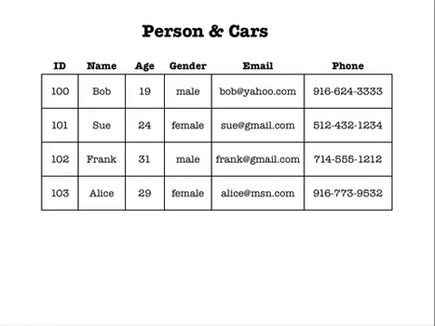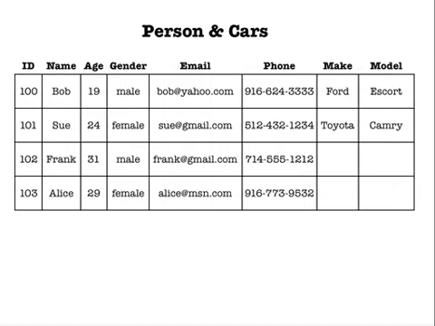Let's expand our database to include information about the cars that our people own. We'll describe a car by its make and model, such as Ford and Escort. By adding two more attributes to each person, a person is now described by the make and model of car that they own.